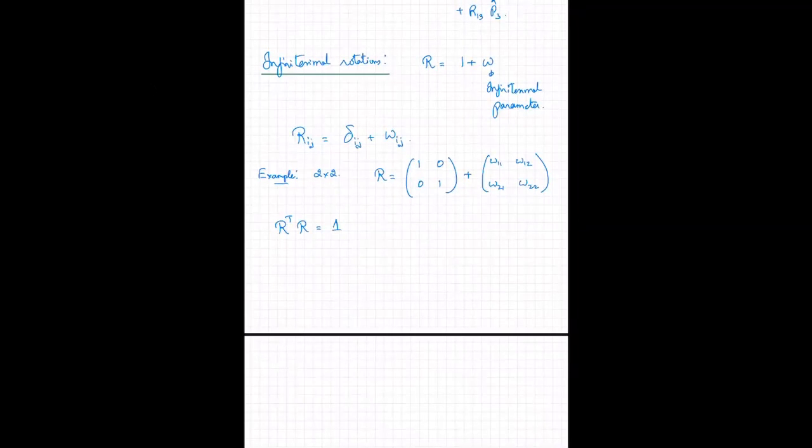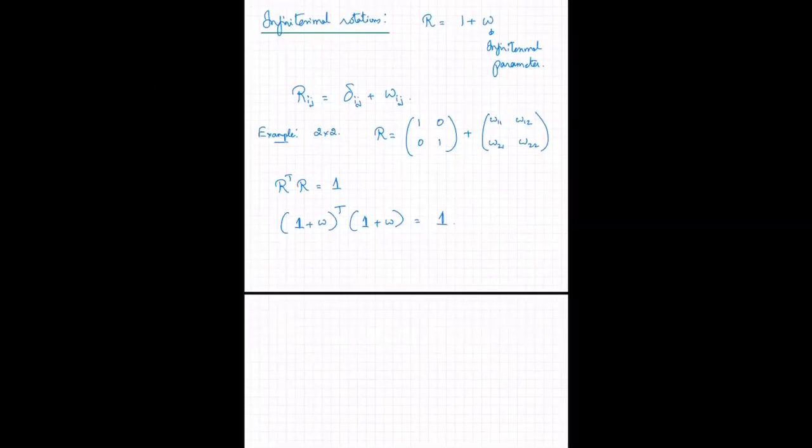Remember that when I'm imposing a condition on infinitesimal rotations, and I'm working to order omega, I should be consistent and work to only order omega. I should neglect everything that is order omega squared. So what happens if we put in this condition? R transpose is 1 plus omega transpose. R is 1 plus omega, and this has to be equal to 1. Everything here is to be understood as a matrix, so when I write 1, that is a unit matrix. So this is 1 plus omega transpose times 1 plus omega equals 1.